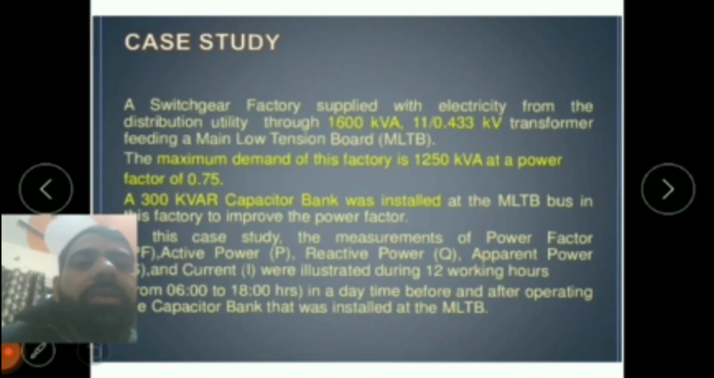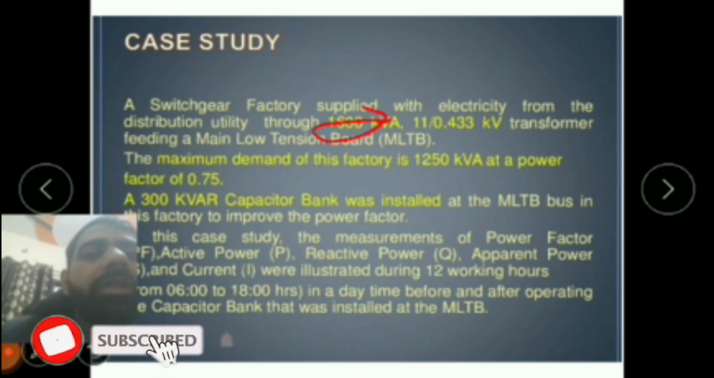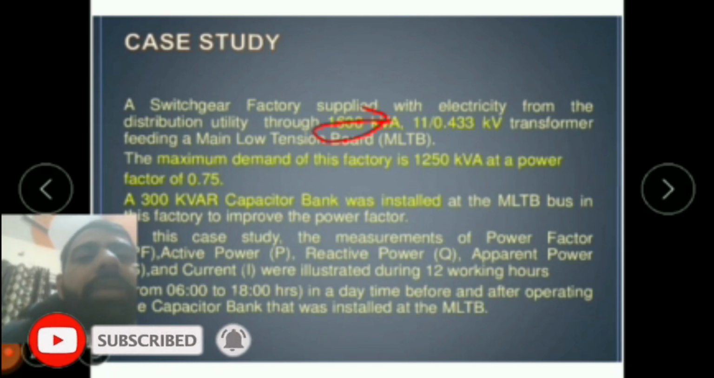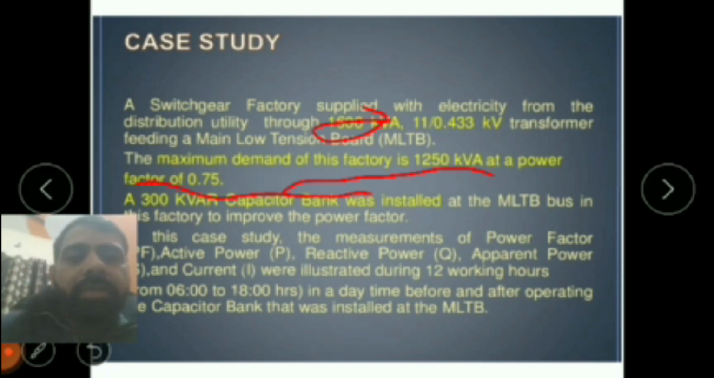A simple case study: a switchgear factory supplied with electricity from a distribution utility of 1600 kV, with an 11 by 0.433 kV step down transformer feeding a main low tension board, MLTB. The maximum demand of this factory was 1250 kVA at a power factor of 0.75. Then we install a 300 kVA capacitor bank on this MLTB bus, operated from 6 a.m. to 18 hours in a day. Before and after the capacitor bank was installed on the MLTB, the result is given in the table.